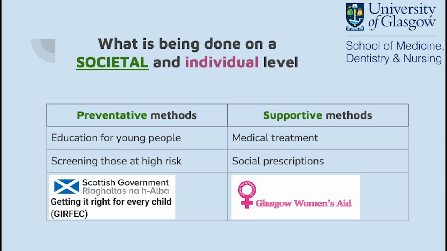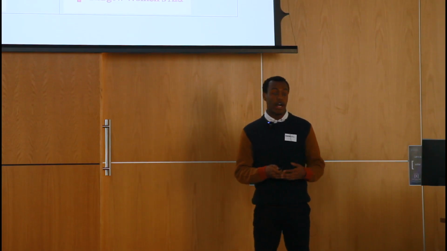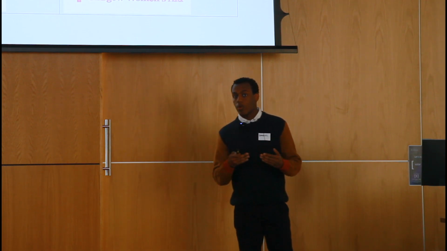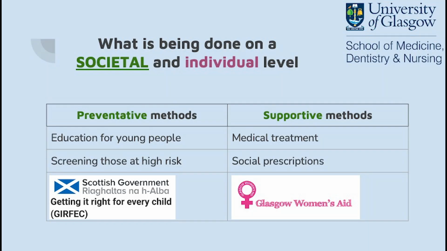Supportive methods can be through social prescriptions, so that's like bringing networks together, communities together, like Glasgow Women's Aid, connecting the right people for the victims of different types of abuse or adverse childhood experiences to get the right help that they deserve, be with people who experienced similar experiences, connecting them together, and then of course medical treatment for the negative health outcomes that we were talking about earlier, things like depression, anxiety, and obesity.